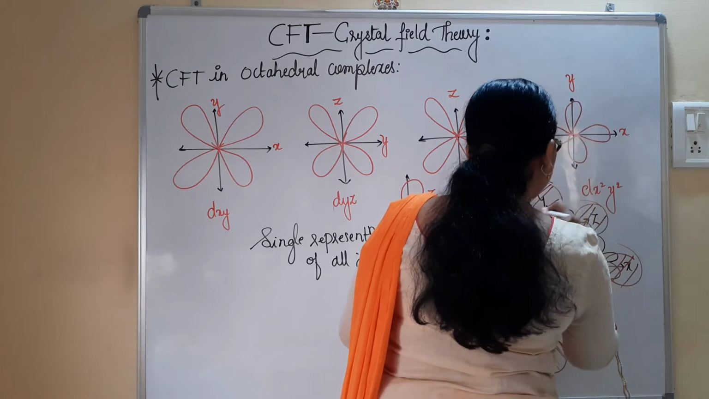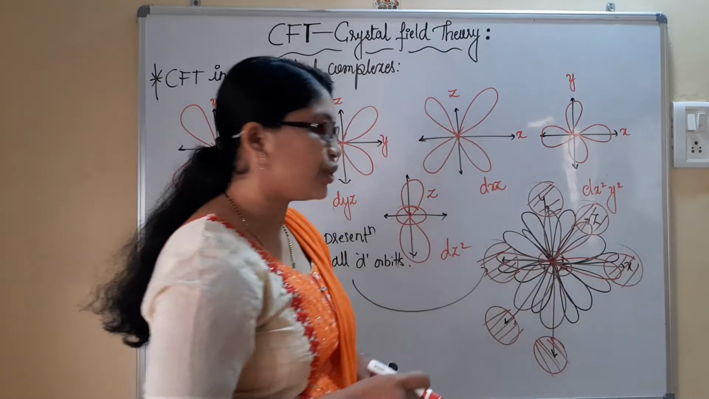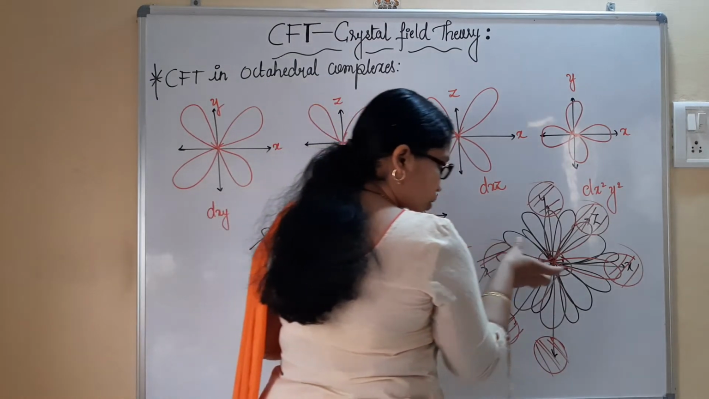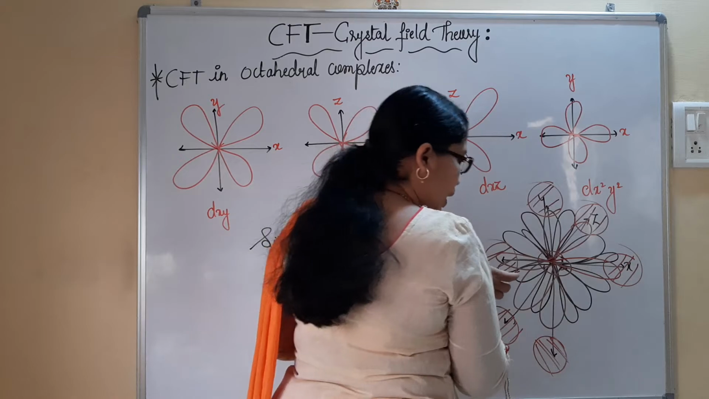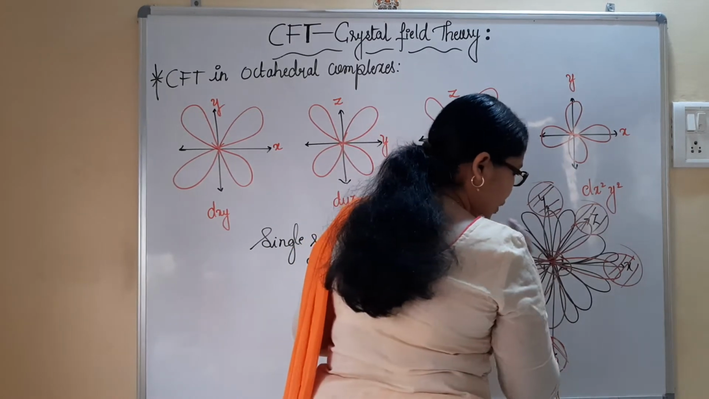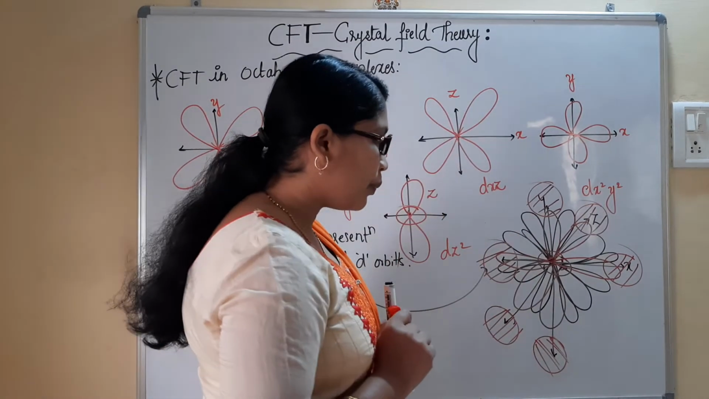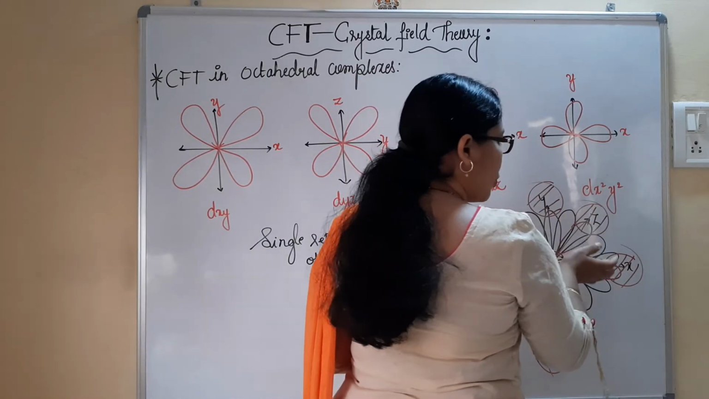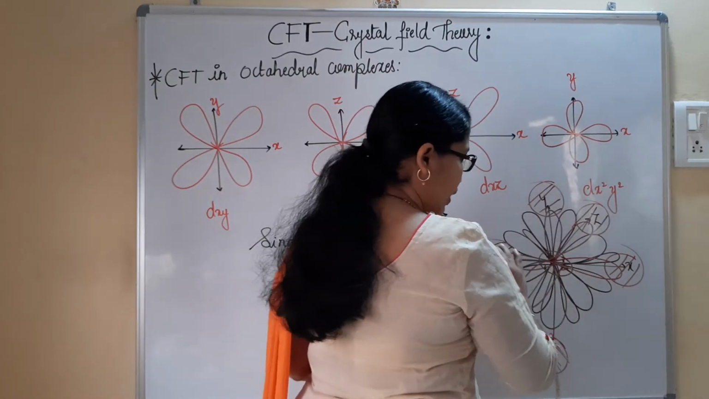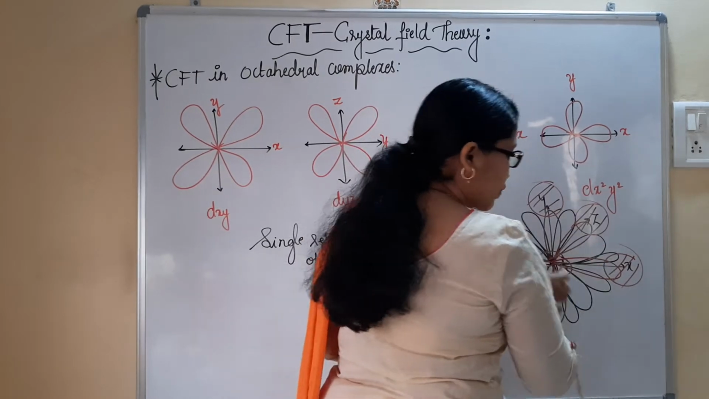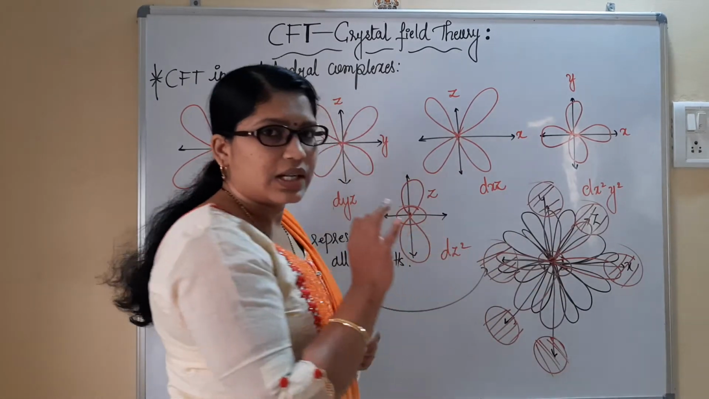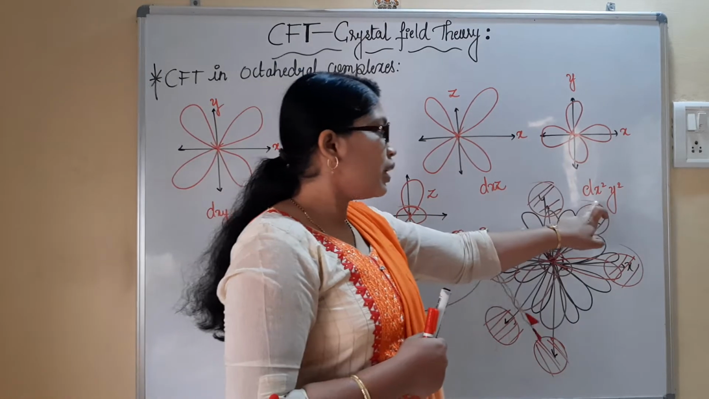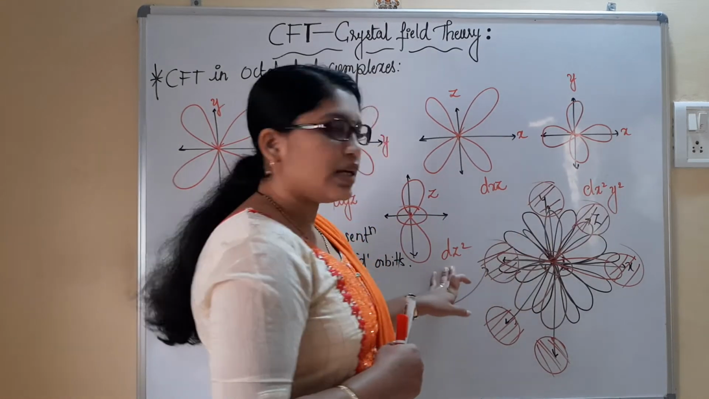So these are said to be ligands approaching the central metal atom. When the ligands are approaching the central metal atom along the axis as well as in between the axes, what will happen? We will have certain ligands approaching along the axis, and certain orbitals present there. What are those orbitals present along the axis? They are dx square minus y square, and dz square.